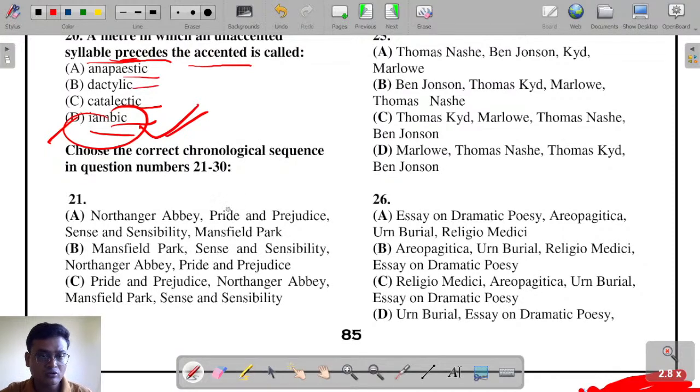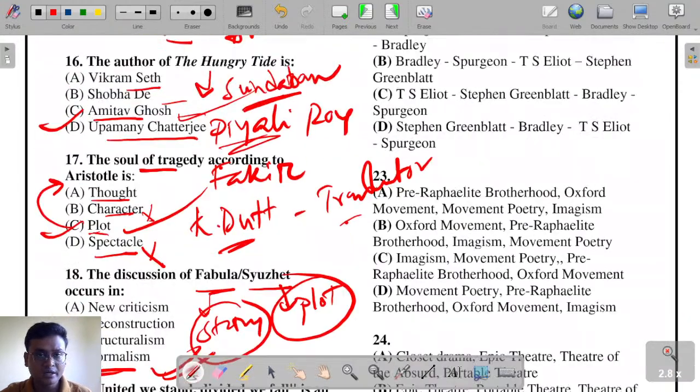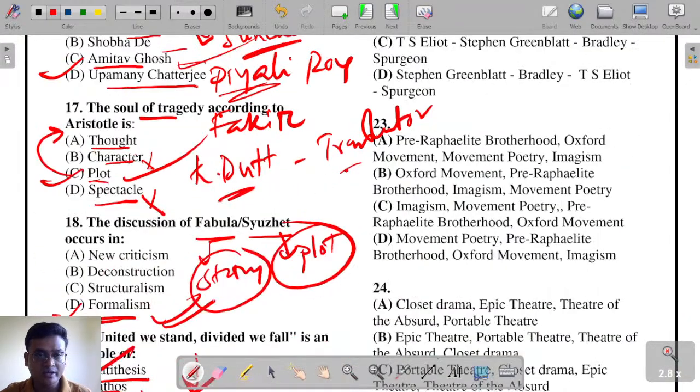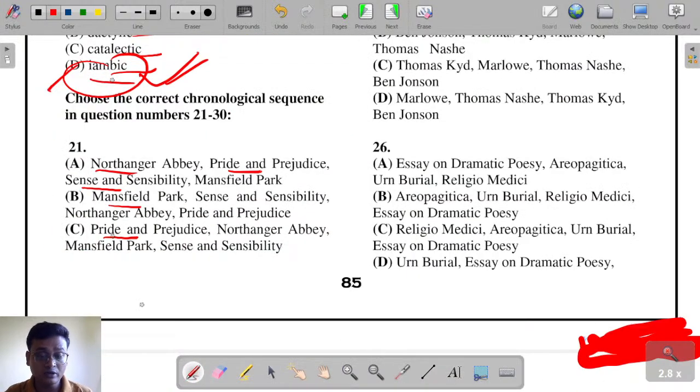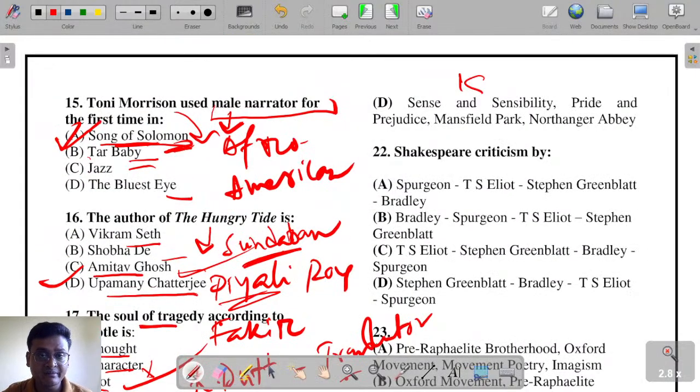Choose the correct chronological sequence for questions 21 to 30. First question: Northanger Abbey, Pride and Prejudice, Sense and Sensibility, Mansfield Park. The first novel of Jane Austen is Sense and Sensibility. Northanger Abbey is the last and posthumously published one. Mansfield Park came later, Pride and Prejudice did not come first, Sense and Sensibility came first, in 1811.